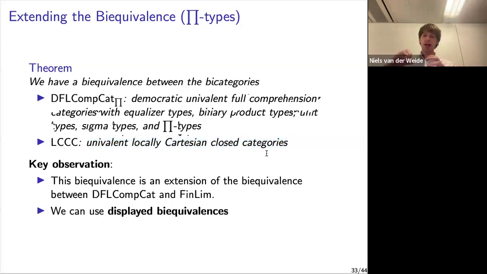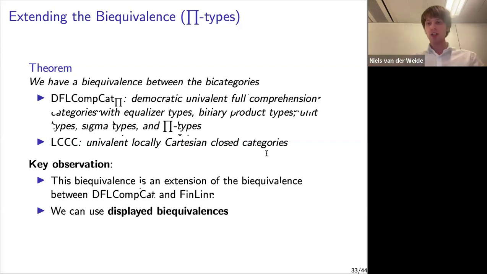If you look at how this biequivalence is defined in this case, in essence it takes the one between finite limit categories and comprehension categories, and extends it to also include pi types and locally Cartesian closeness. So in essence, what you're doing is extending a given biequivalence to incorporate more structure. Normally, if we do this on pen and paper, we say we already did this and keep it informal, and we don't really make the modularity very precise.